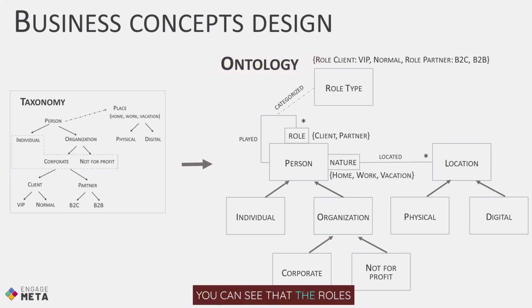For example, you can see that the roles client and partner are reused for the business concepts individuals, corporate, and partner. Within the ontology, you will observe that this implementation is represented as a qualifying attribute, a role, featuring a recursive relationship called played between two instances of the person business concept. Feel free to pause the video and take a moment to appreciate how the ontology restructures and enriches the taxonomy to create a comprehensive semantic data model. This data model will later be utilized to populate a graph database engine and manage data values effectively for AI purposes.